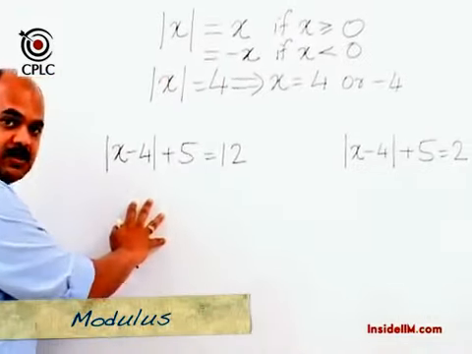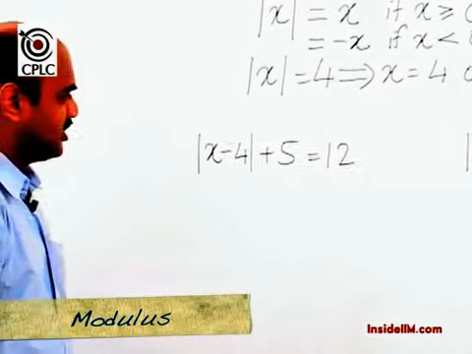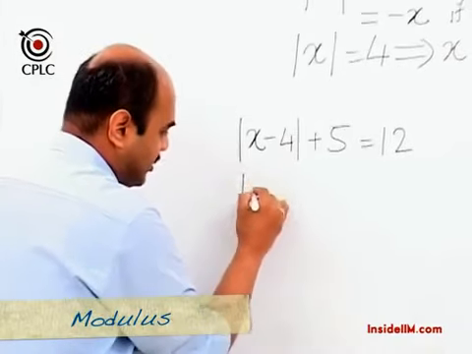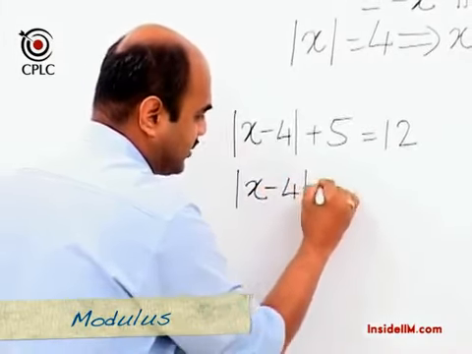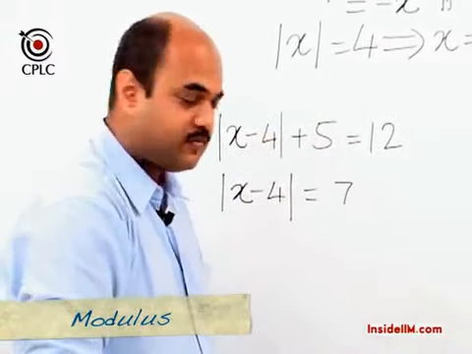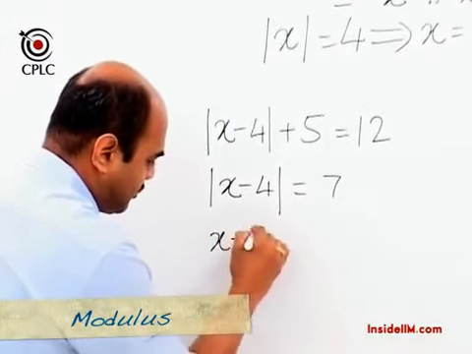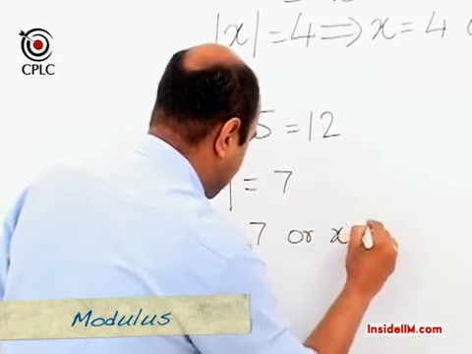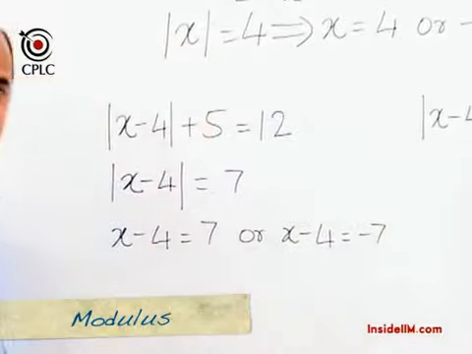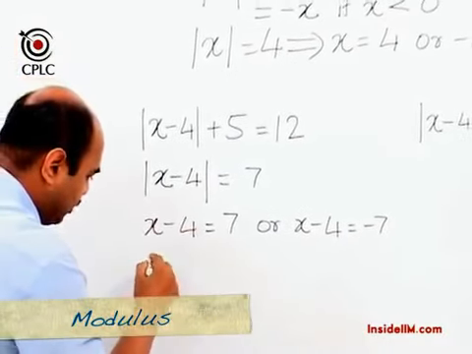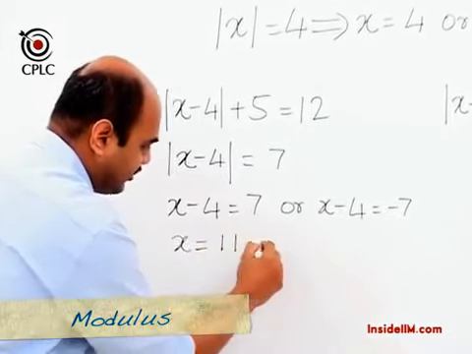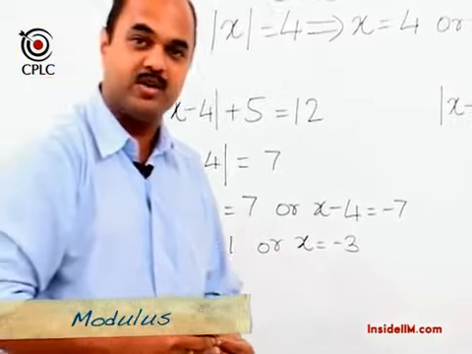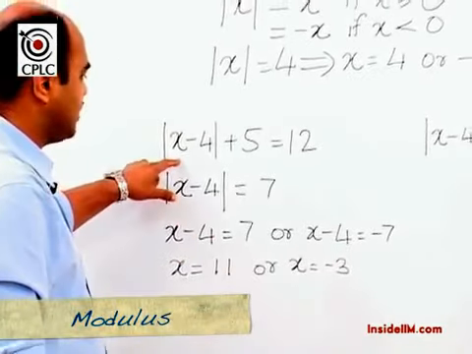Let's take up some examples. Let's look at this example. Mod of x minus 4 plus 5 is equal to 12. So the first step in the solution would be mod of x minus 4 is equal to 7, which means x minus 4 is equal to 7, or x minus 4 is equal to minus 7. Now if you were to solve this further, we would get x is equal to 11 or x is equal to minus 3. So there are two possible values of x satisfying this equation.